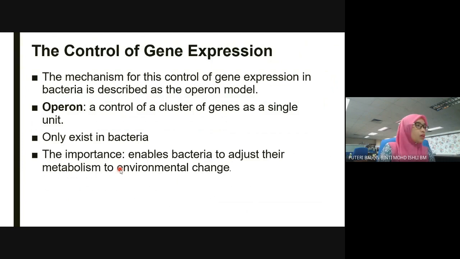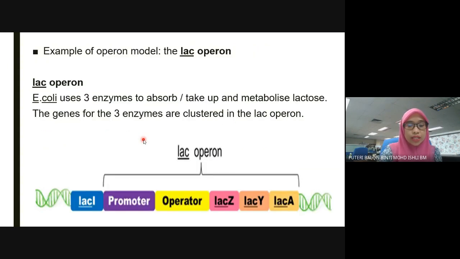So the mechanism for the control of gene expression in bacteria is described as the Operon model. Operon is a control of a cluster of genes as a single unit and only exists in bacteria. So the one that we learn about, Lag Operon, is the one inside the E. coli. This is the operon, and this operon can be found inside the E. coli, inside the bacteria.